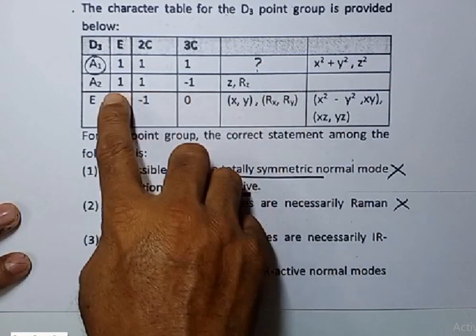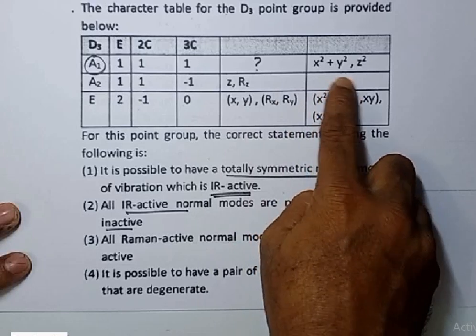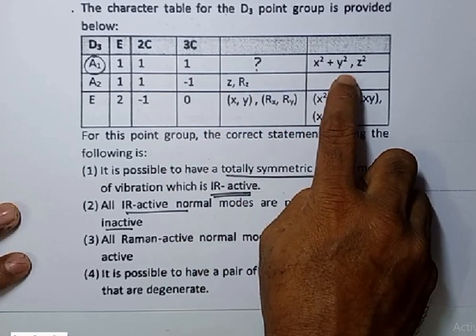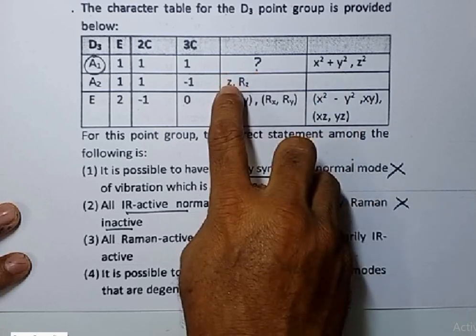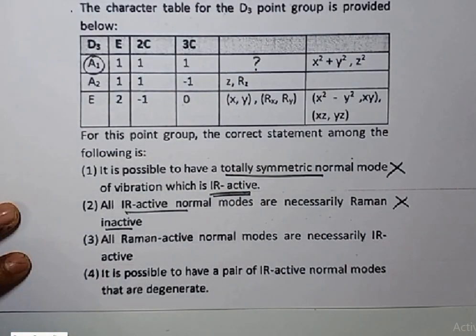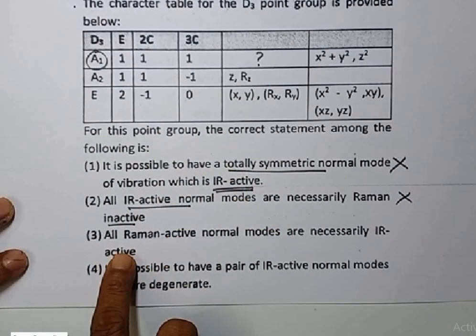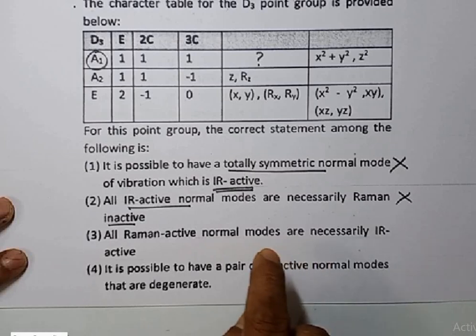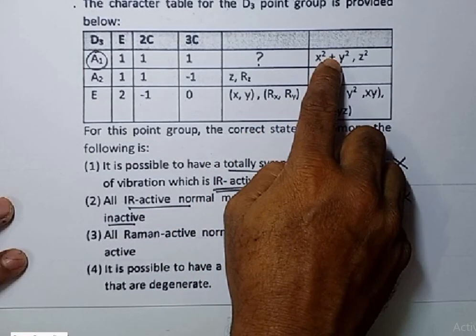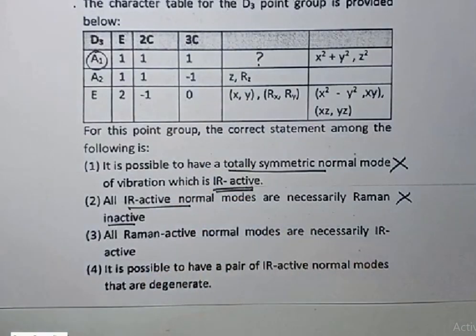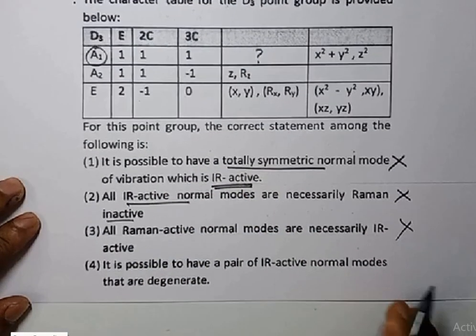Similarly here, see A2, along A2 there are no binary coordinates. So A2 vibration is Raman inactive, but it has Z here. So it is IR active. So this statement is also wrong. Why? All Raman active normal modes are necessarily IR active. No, this is Raman active, but it is IR inactive. Okay, so this statement is also a wrong statement.